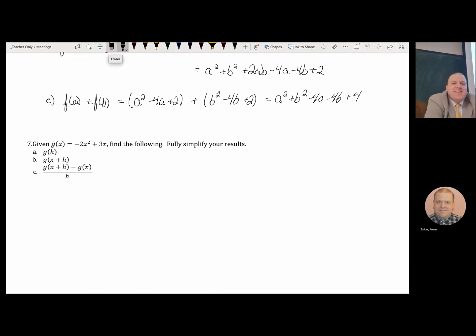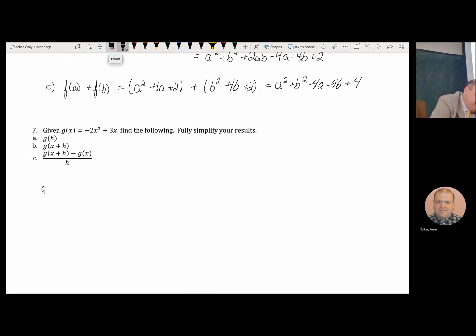Here we're given that g of x is negative 2x squared plus 3x. We're asked to find and simplify three things. First, g of h. Not much simplification to do there. Right? Negative 2h squared plus 3h. You could technically factor an h out. It's not really simplified in my opinion.